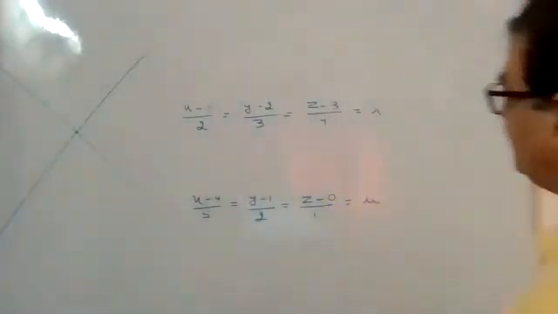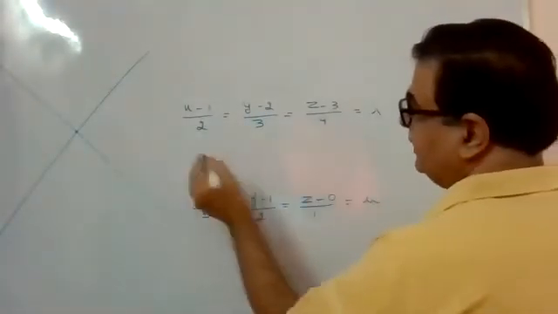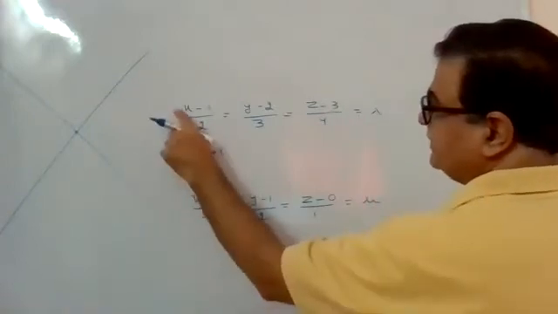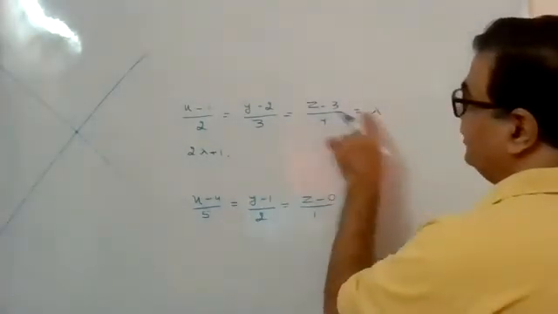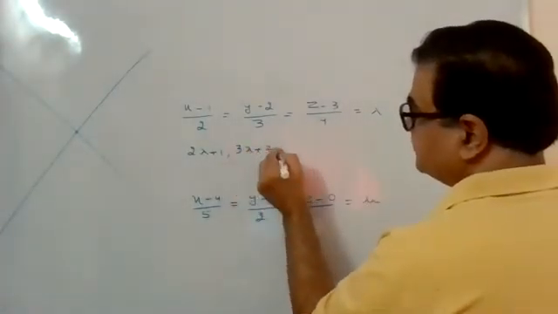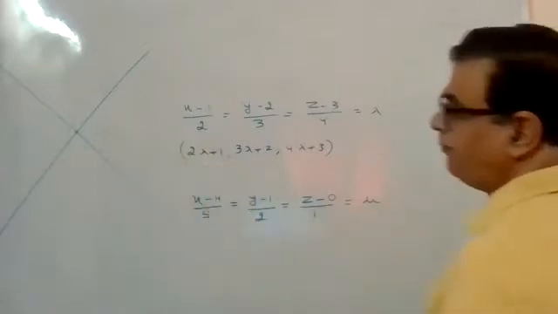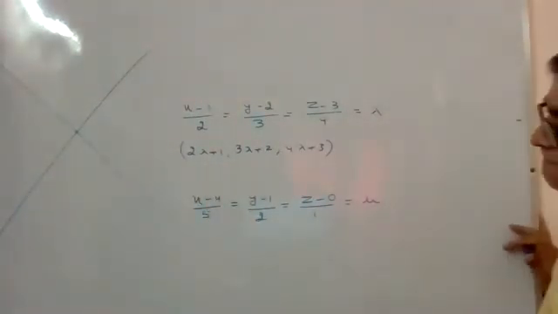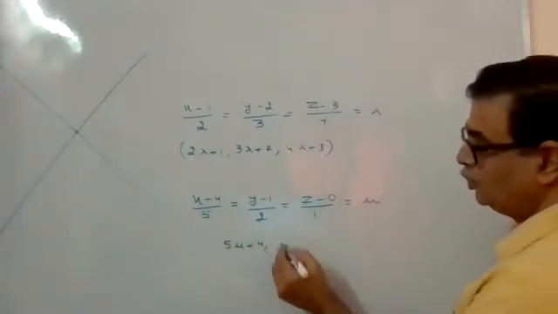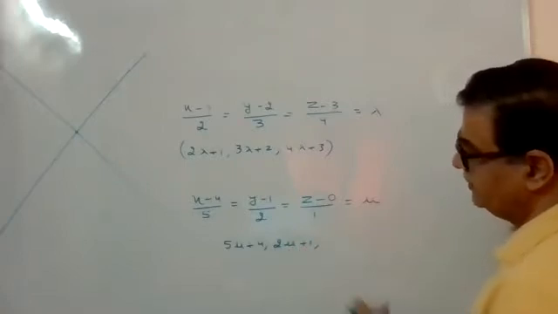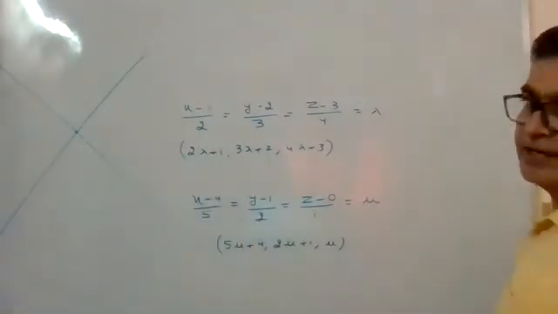First, what will you do? First, take a general point on it. What is the general point on the first line? That will be 2 lambda plus 1. To find X, it will be 2 lambda plus 1. What will Y be? 3 lambda plus 2. And what will Z be? 4 lambda plus 3. This is the point on one line, the first line. Then on the second line it will be 5 mu plus 4, 2 mu plus 1 and then mu. This is the first point, this is the second point.